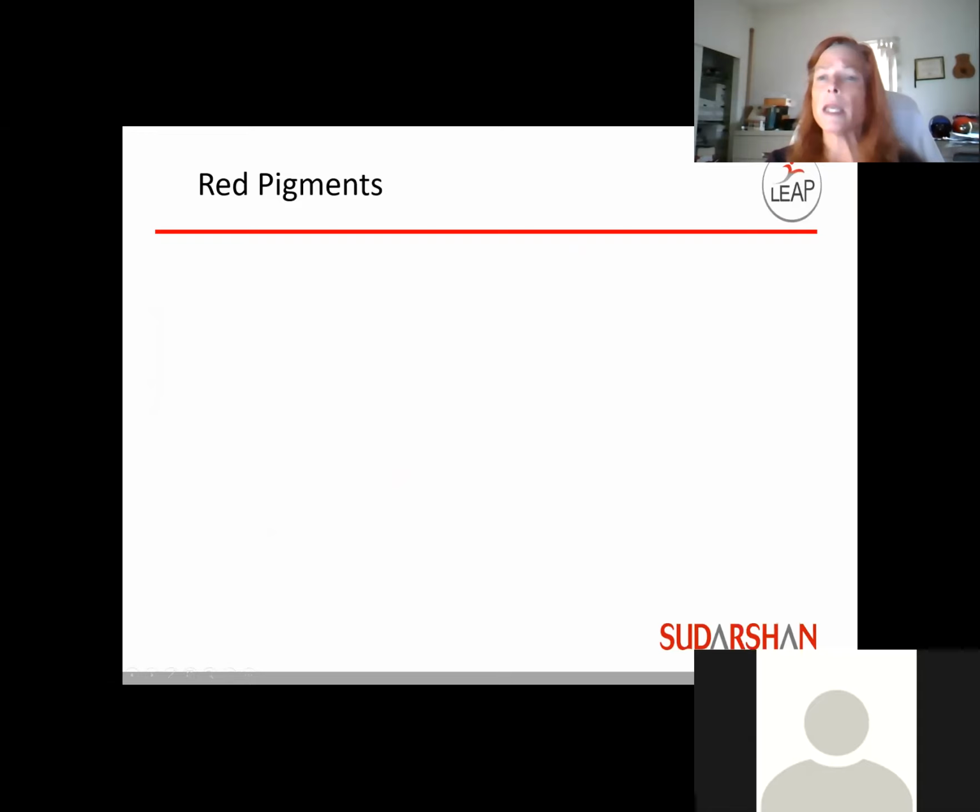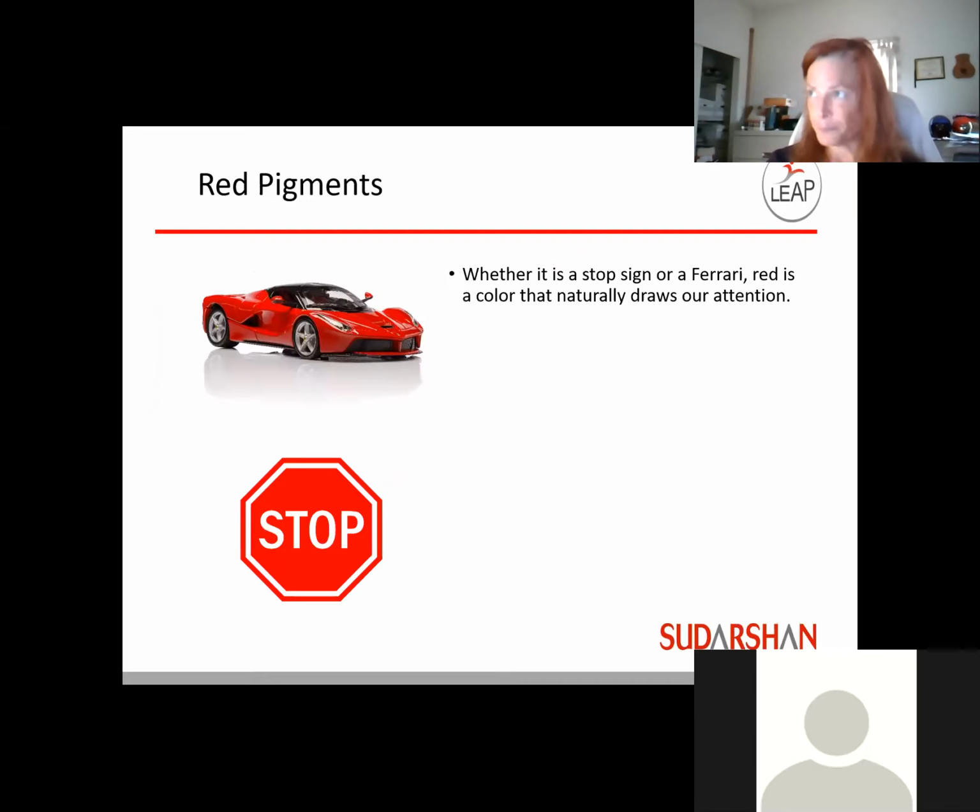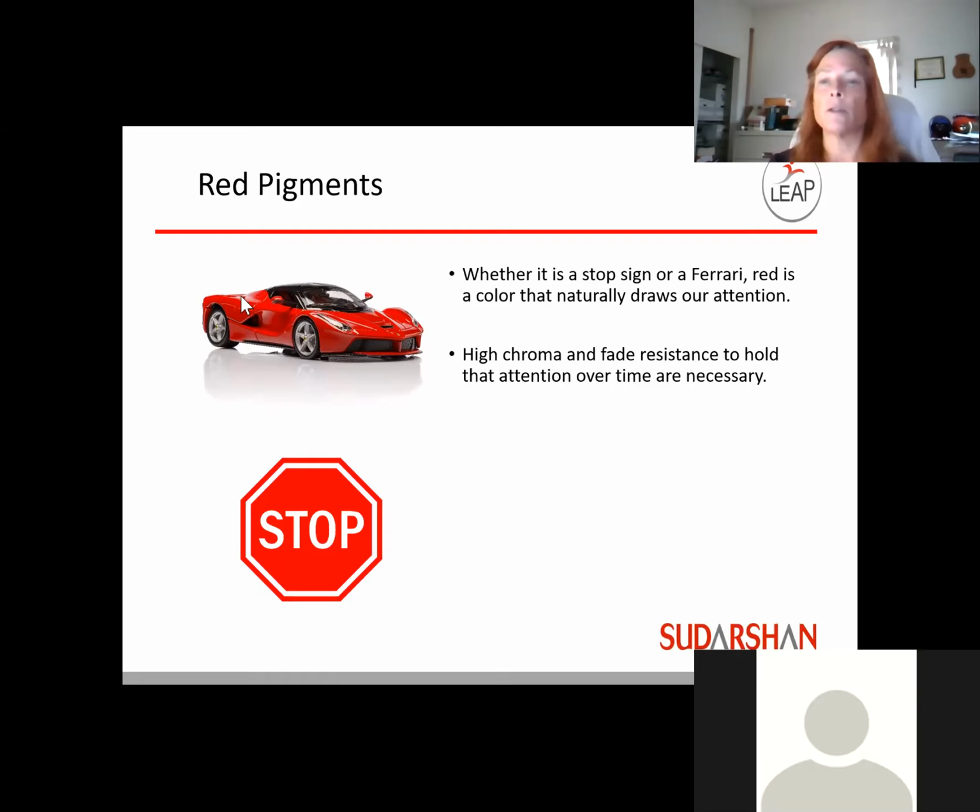We're talking about DPP chemistry this session, and primarily they are in the red pigment family. And whether it's a stop sign or a Ferrari, red is a color that catches your attention, and we want to make sure that it keeps your attention. So those pigments will require a high chroma and be fade resistant to maintain that attention throughout the product's lifespan.